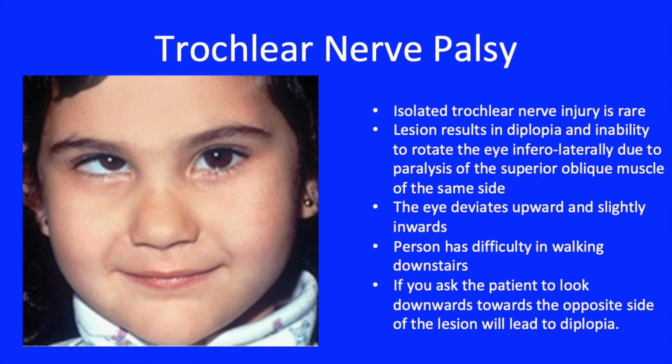Here, we see an isolated trochlear nerve palsy, which is rather rare. Given what you now know about the superior oblique muscle, it should be clear why the lesion results in diplopia and inability to rotate the eye in an inferolateral direction due to the paralysis of the muscle on the same side. The eye deviates upward and slightly inwards, but the contralateral eye is unaffected.